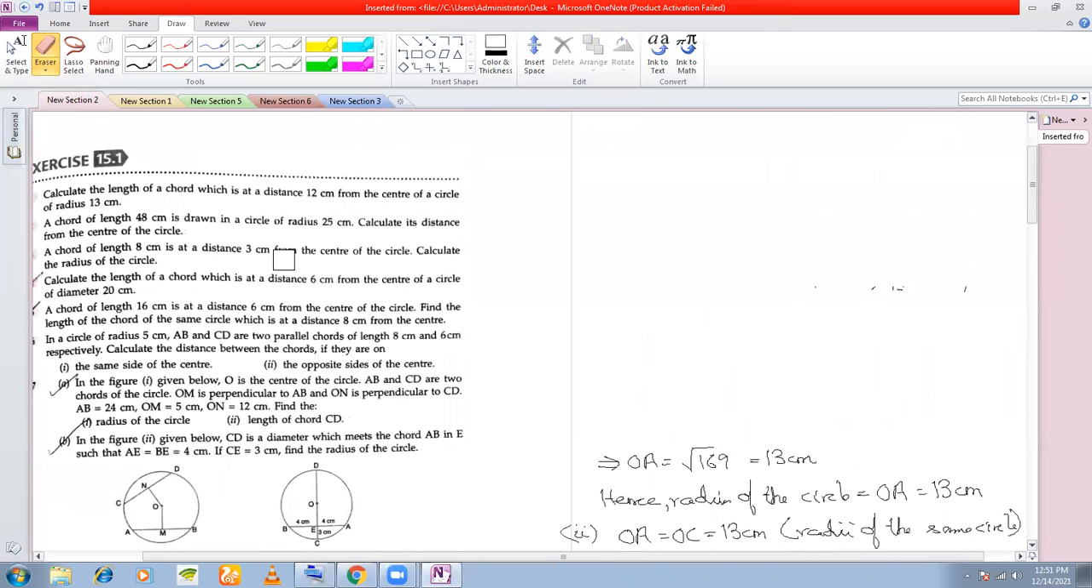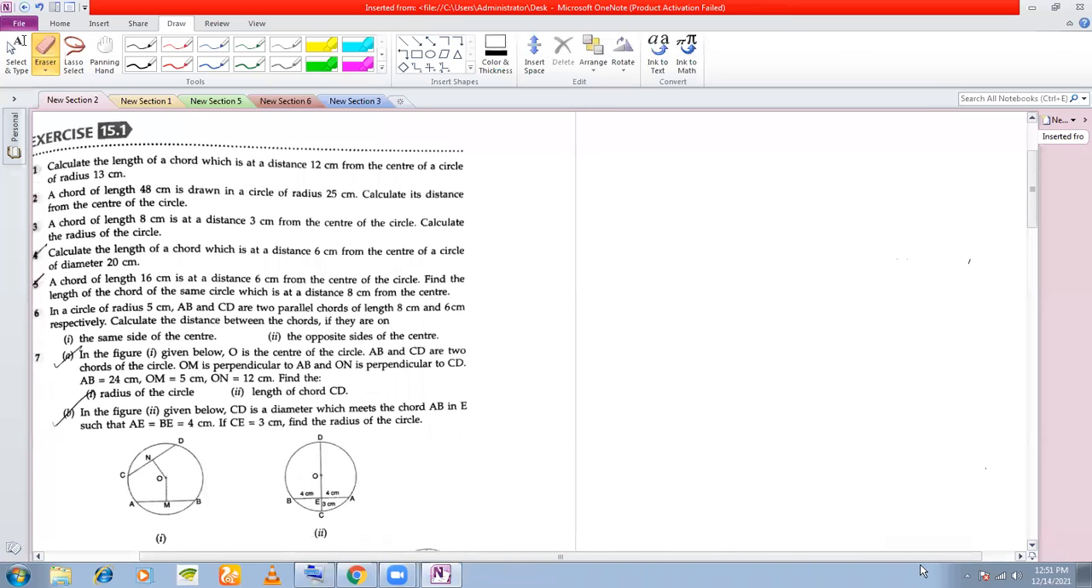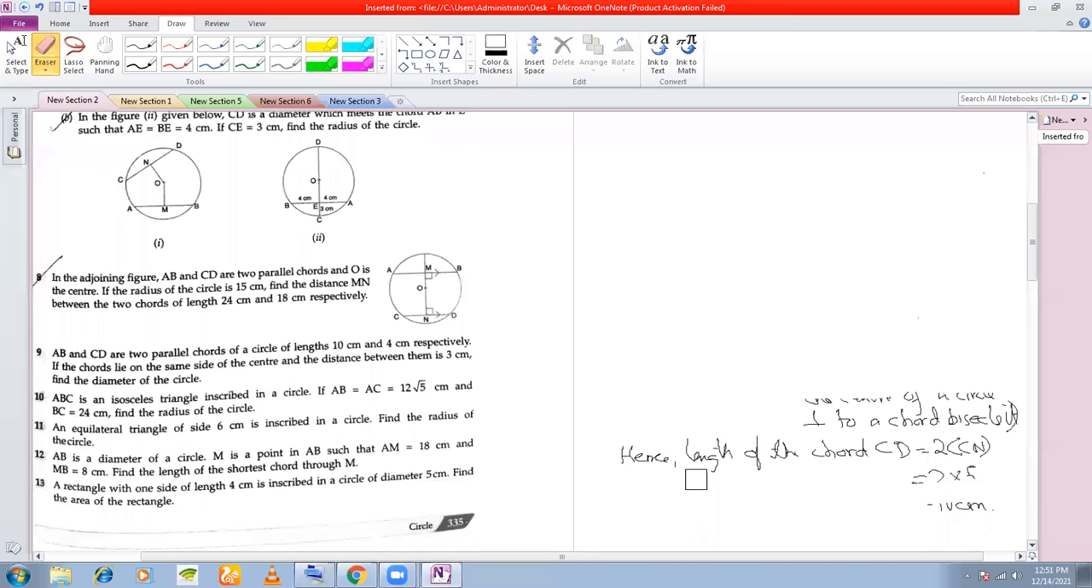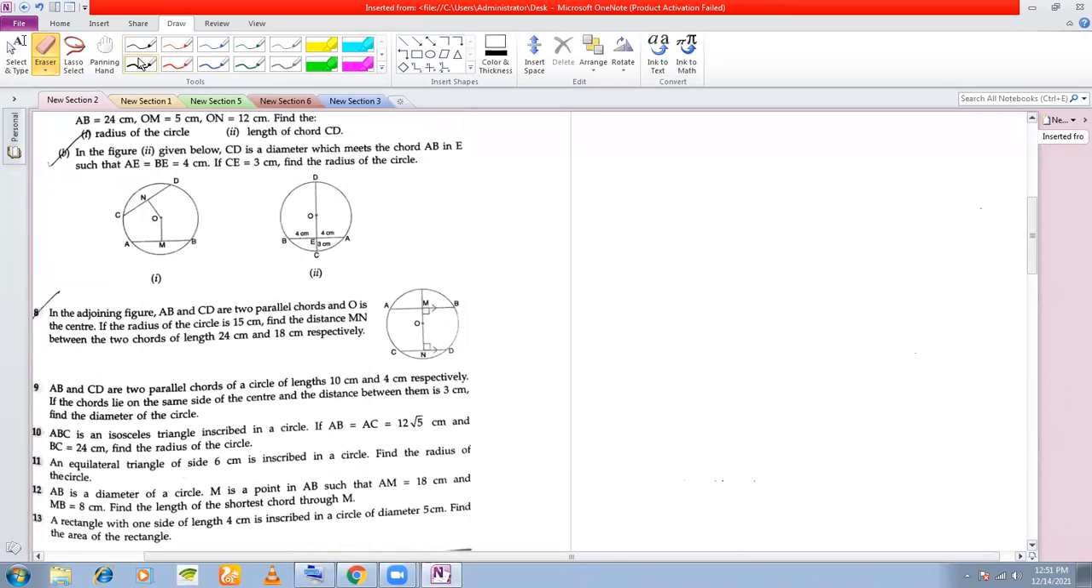7b is the next question. Look at 7b. Let's draw the figure first.